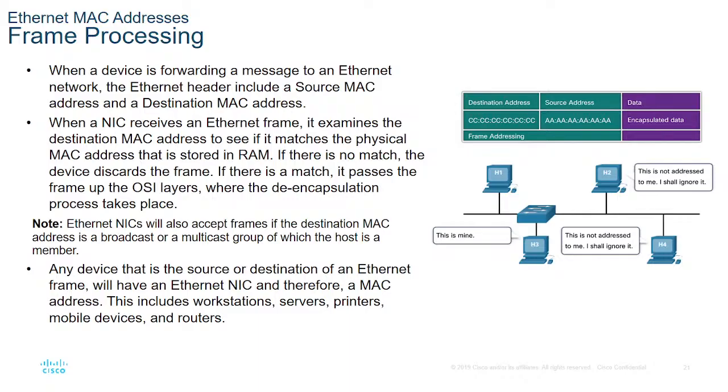So any device that is a source or destination of an Ethernet frame will have a network interface card, and therefore a MAC address. Any device communicating with a network has to have a network interface card, because a network interface card enables it to connect to a network. And for that reason, because they have a card, they need to have a MAC address.